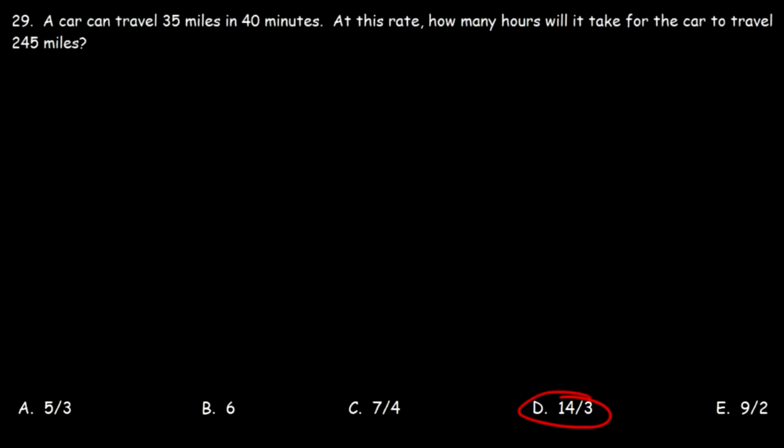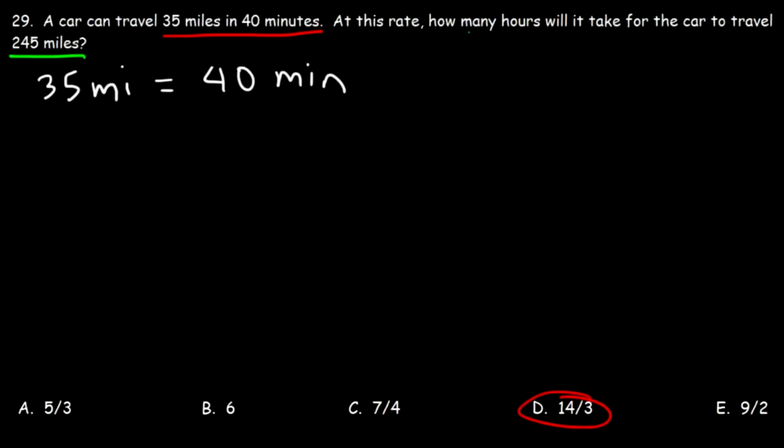But now let's get the same answer using conversions instead of proportions. So the conversion factor is that information. So 35 miles is equal to 40 minutes. That's our conversion factor. Now in the second part of the problem, it tells us what we need to convert. We need to convert 245 miles into hours. So let's start with 245 miles.